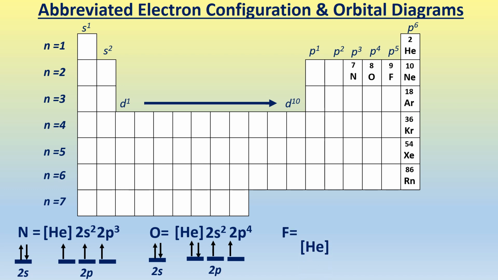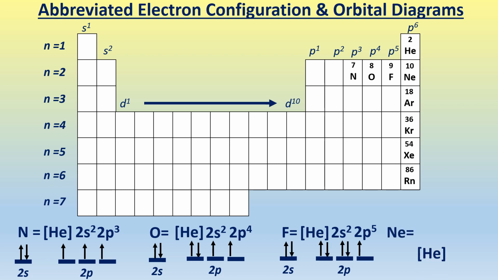Similarly, fluorine at 2s2, 2p5 is going to have three electrons pointing up, two electrons pointing down. Neon, the noble gas, demonstrates in the orbital diagram why it is noble. 2p6 leaves three electrons up, three down, and no room for any further electrons.